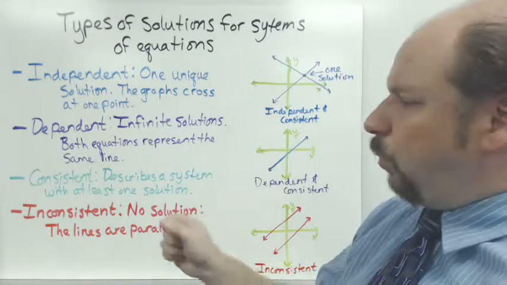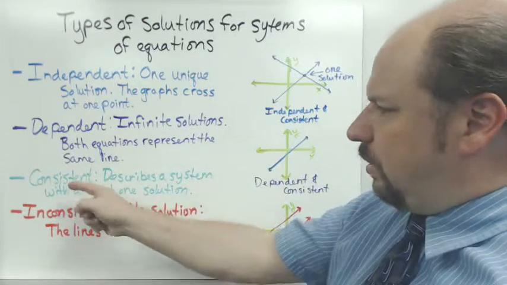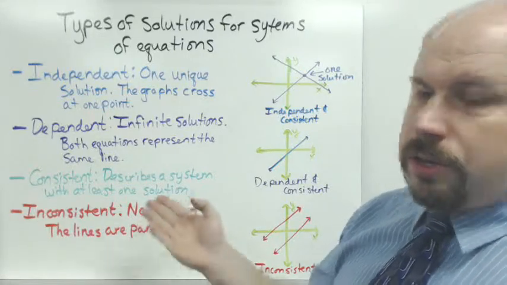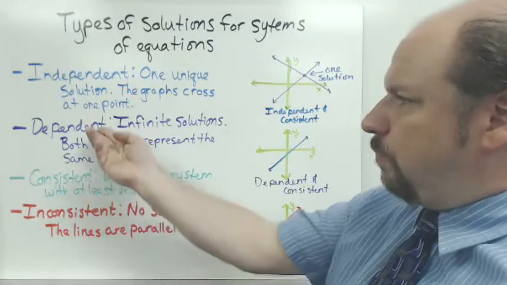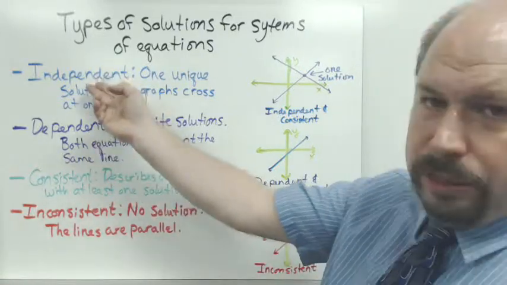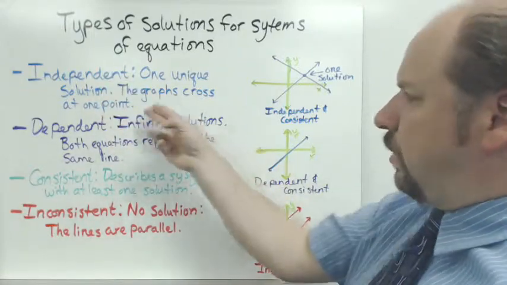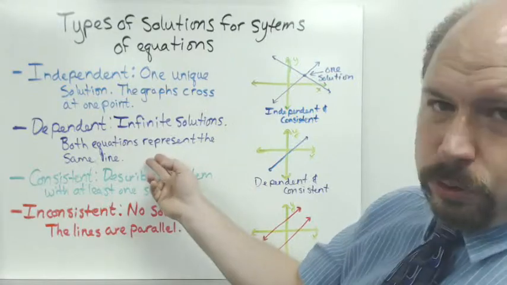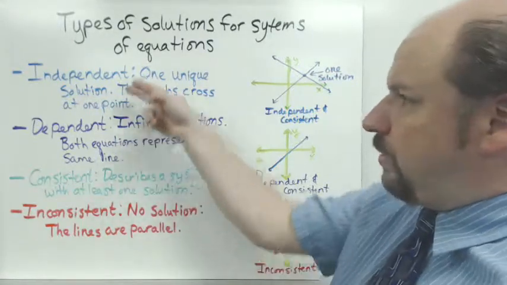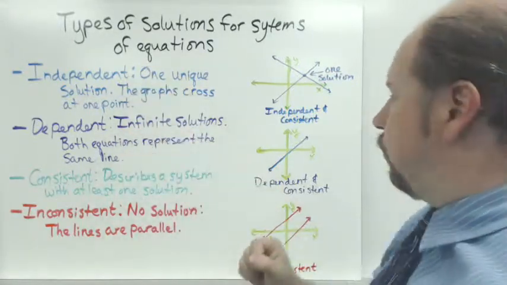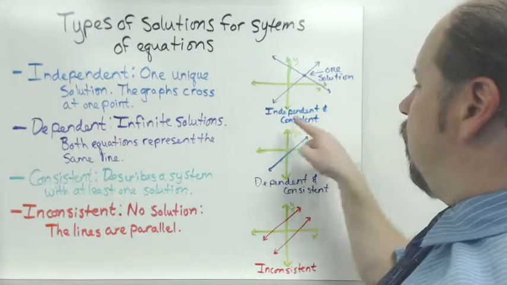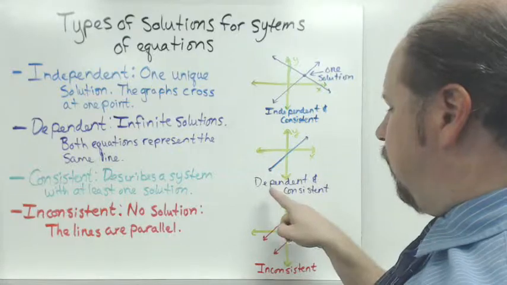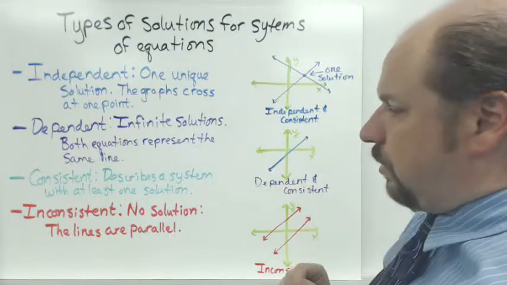Okay, another term we might see is consistent, and consistent describes a system with at least one solution. So a consistent system could be dependent or it could be independent because we need at least one solution. This has one solution, this has more than one solution. So both of these are types of consistent systems. This one is both independent and consistent. This one is dependent and consistent.